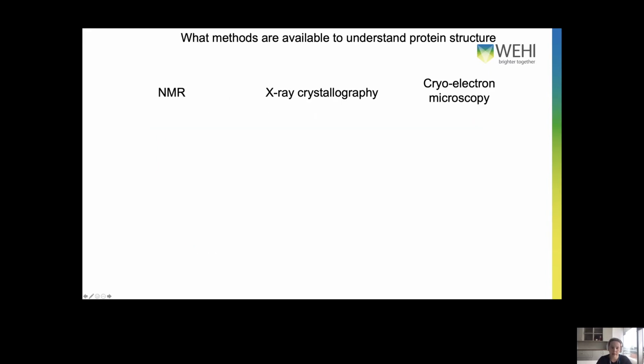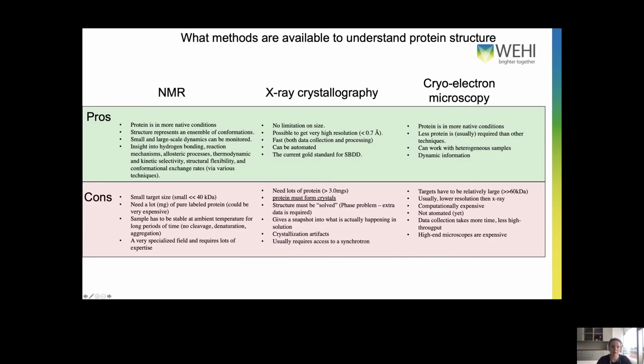So there are three main methods that are available to understand protein structure: nuclear magnetic resonance, X-ray crystallography, and cryo-electron microscopy. And here I will tell you a little bit about their drawbacks and their redeeming qualities as well.